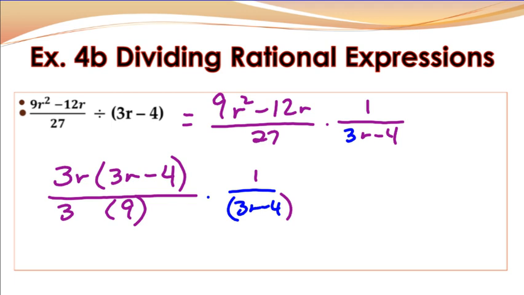Since we broke everything down with its factors, I can find common factors to divide out. 3 divided by 3 is 1. 3r minus 4 divides out with 3r minus 4. And I'm left with r divided by 9.